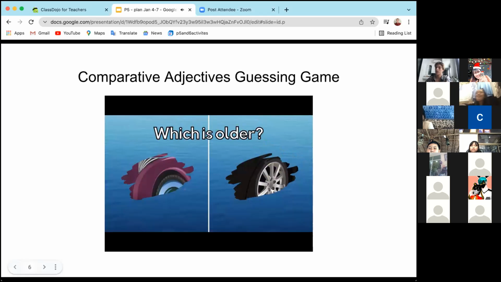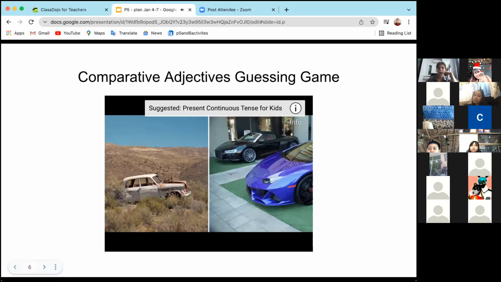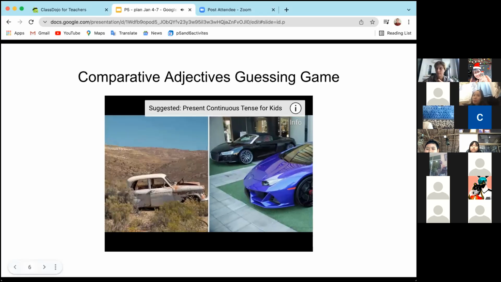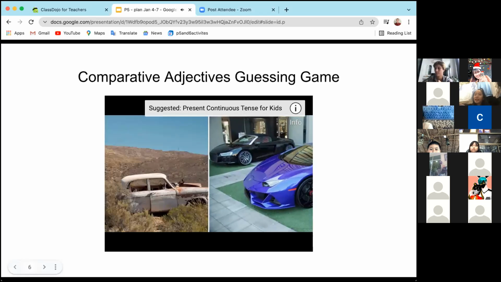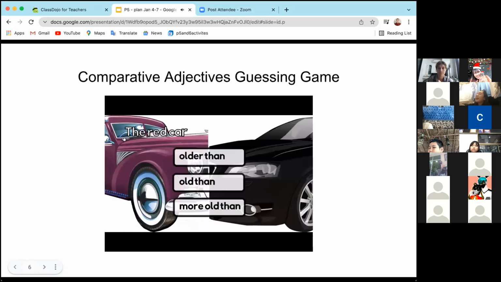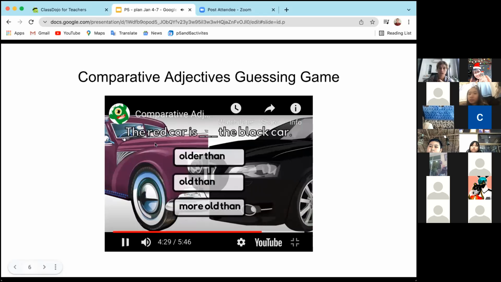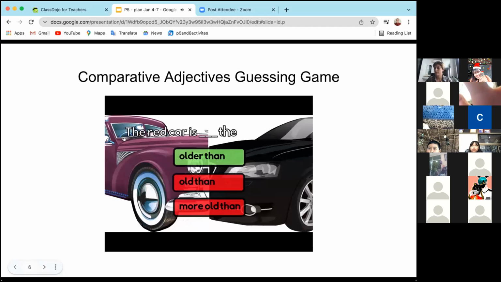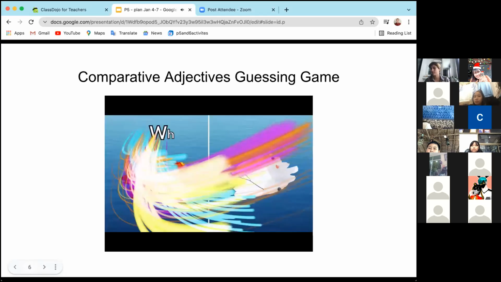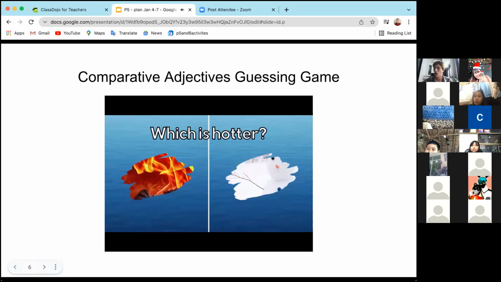Which is older? The red car is older than the black car. Very good. As old as, just one syllable. Old. Which is hotter?